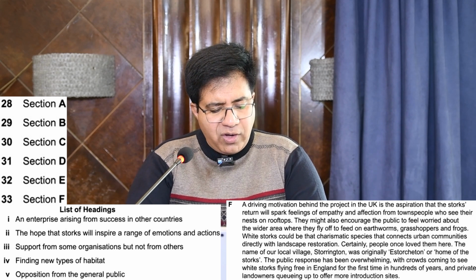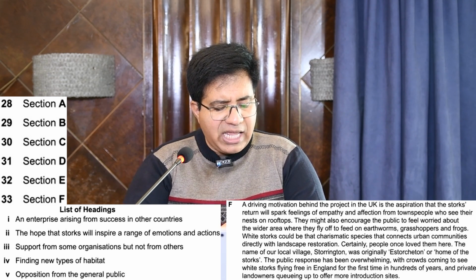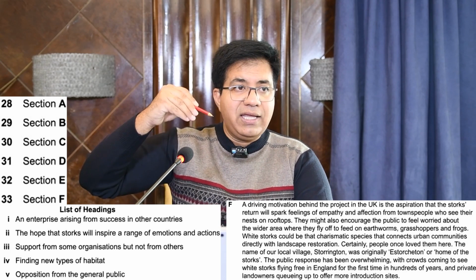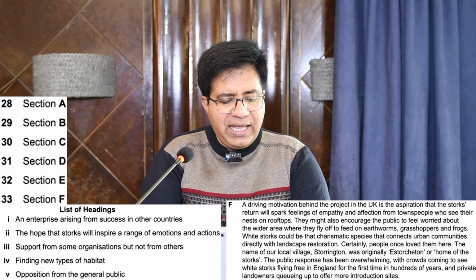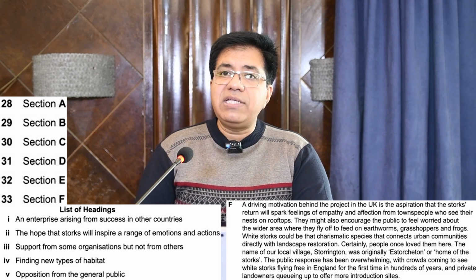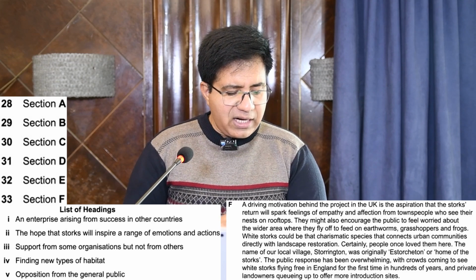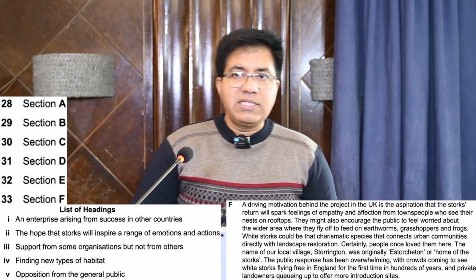The public response has been overwhelming with crowds coming to see white storks flying free in England. Coming to see, that is their action, right? And emotion is feeling, spark feeling of empathy. That is emotion, and action is given in the last line of the paragraph. So question number 33, section F, the right answer is the second heading.